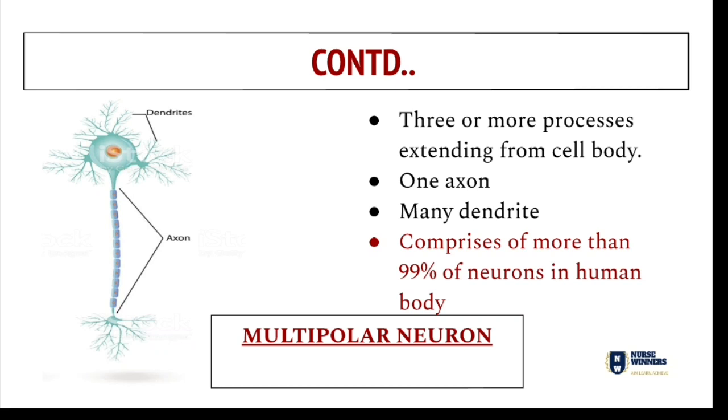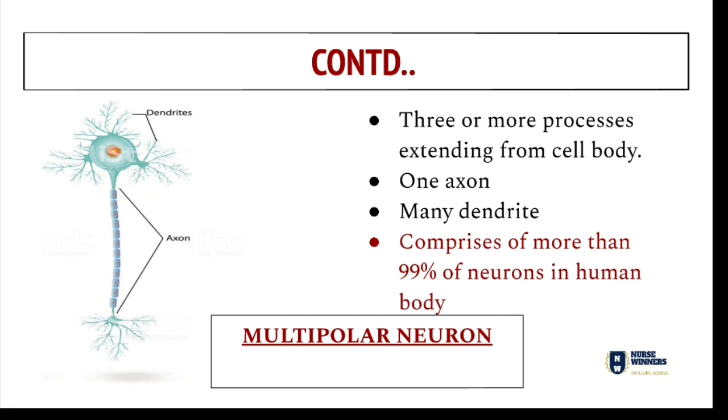Third type is multipolar neuron. Again, let us split the word into two. Multi means many. Many poles are arising from the cell body. So have a look into the diagram. There is a round structure, cell body, and all around the cell body you can find many projections. So we say it is a multipolar neuron. So in this diagram there is only one axon and many dendrites that are arising from the cell body.